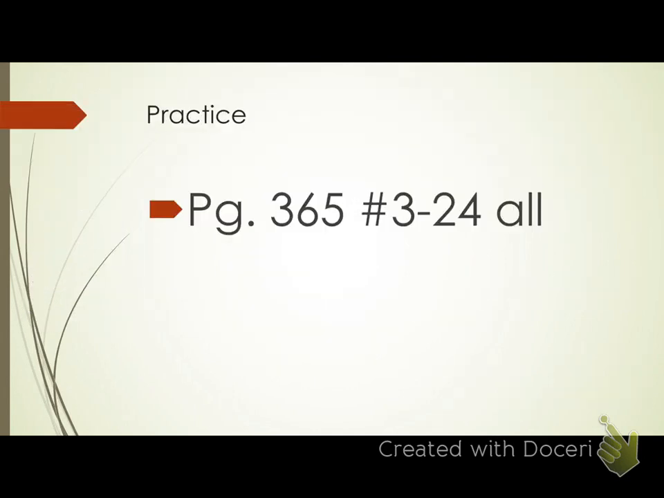Here's your assignment. Page 365, numbers 3 through 24, all. You should do all of them, not just the evens, not just the odds. Page 365, numbers 3 through 24, all. Make sure you get the correct heading on your paper. Name, date, period, assignment, upper right-hand corner.